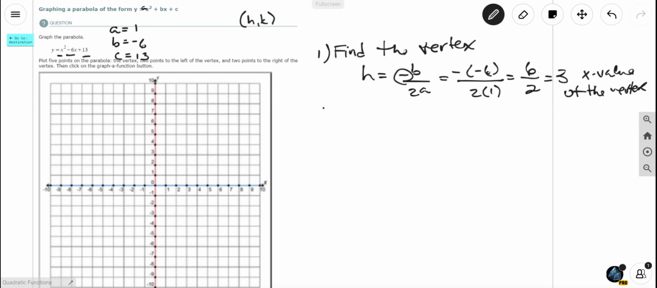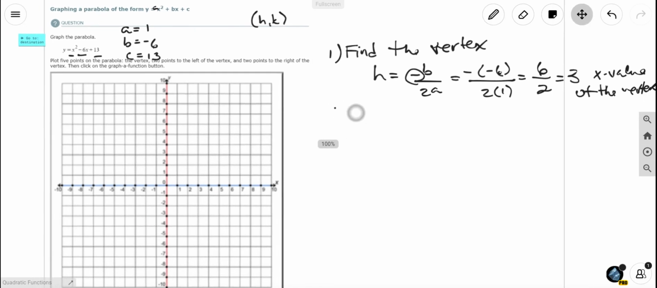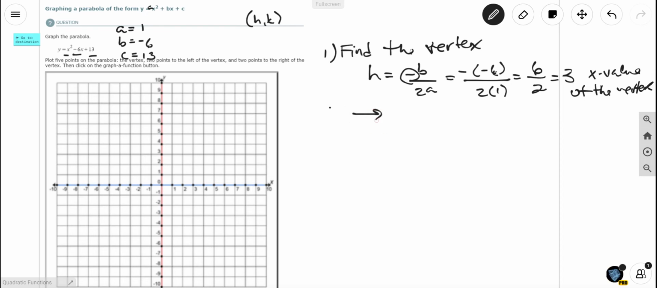Okay, to find y, you plug it back in. So we're going to go y equals, and we're going to plug in the 3. Well, let me write it first so you understand. Y equals x squared minus 6x plus 13. So now we're going to plug in that 3.